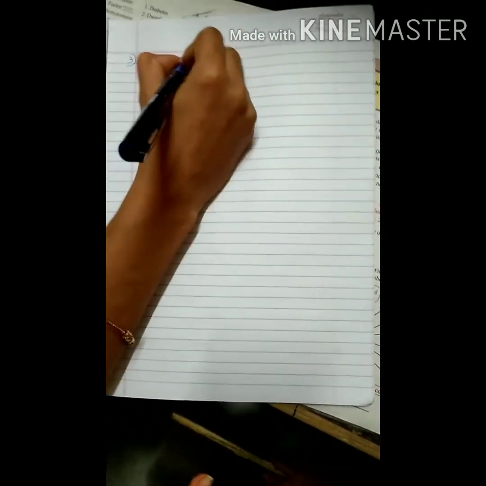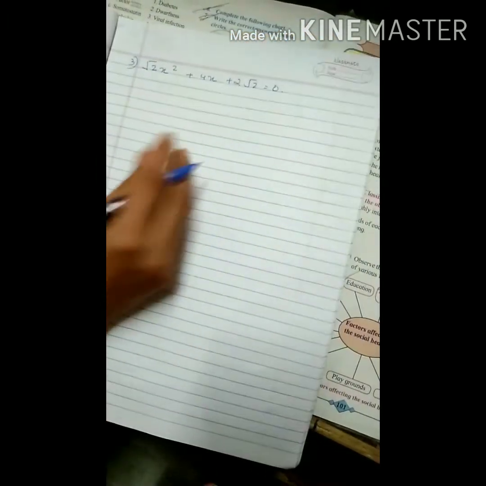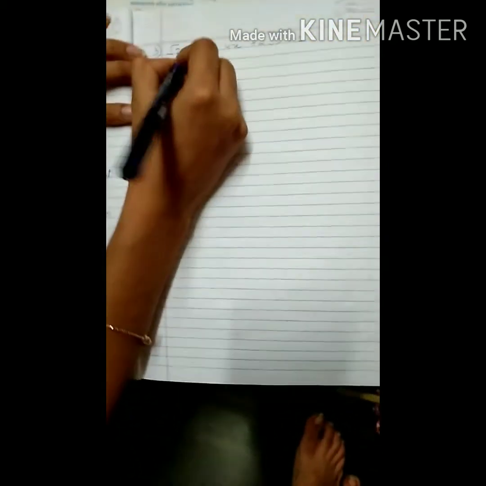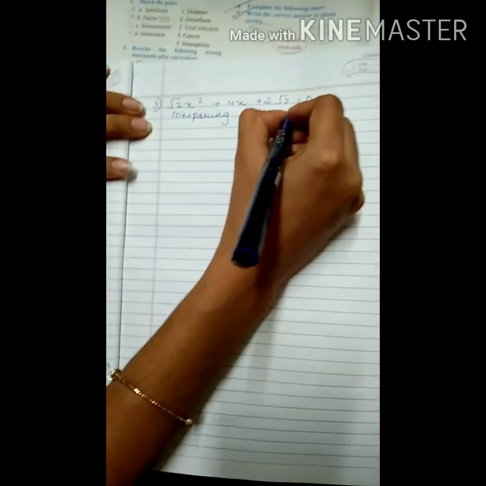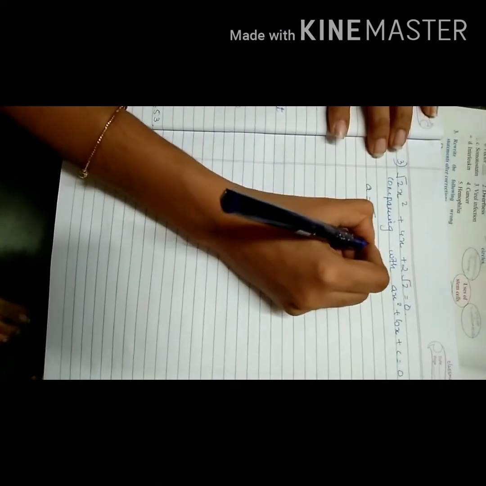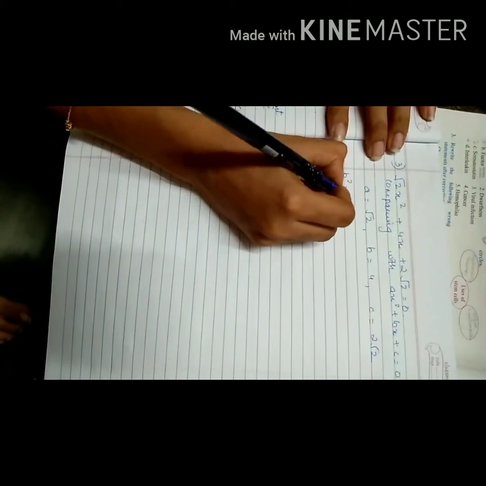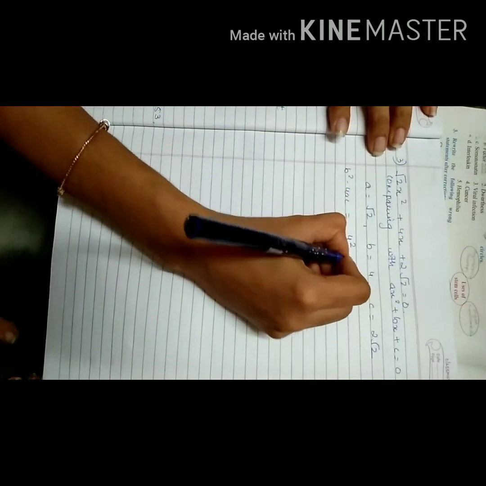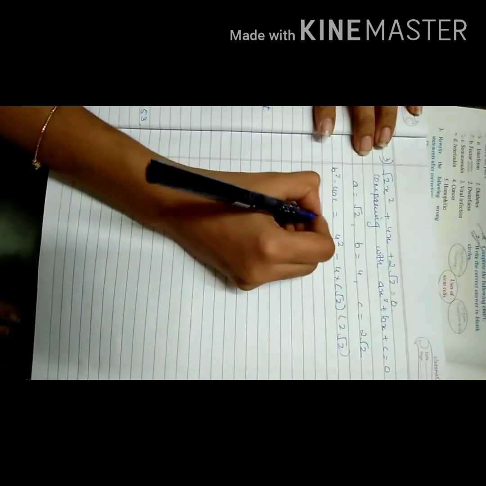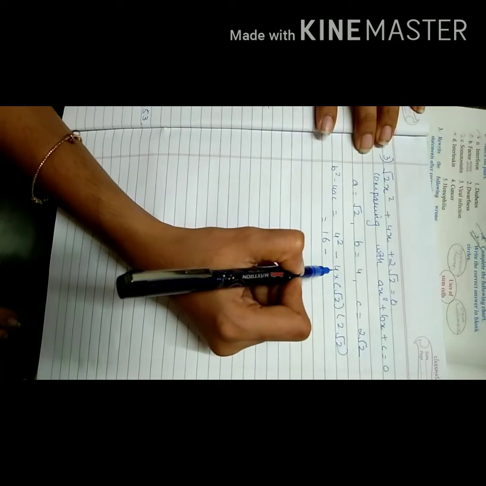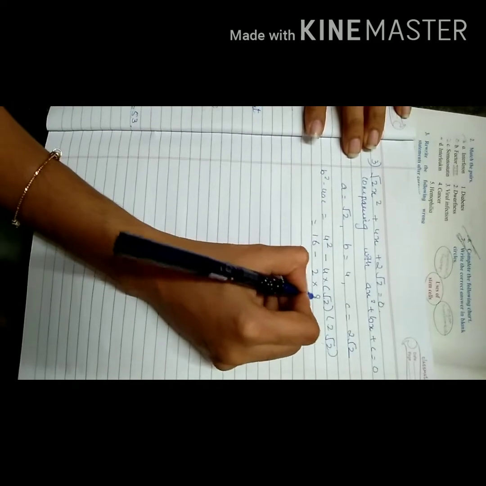Root 2x the whole square plus 4x plus 2 root 2 is equal to 0. Again, start comparing with ax square plus bx plus c. Value of a is root 2, value of b is 4, and value of c is 2 root 2. Again you will have to find b square minus 4ac, that is 4 square minus 4 into value of a, which is root 2, and value of c is 2 root 2. 4 square is 16, minus sign will remain as it is. Root 2 into root 2, which is 2, 4 2s are 8.